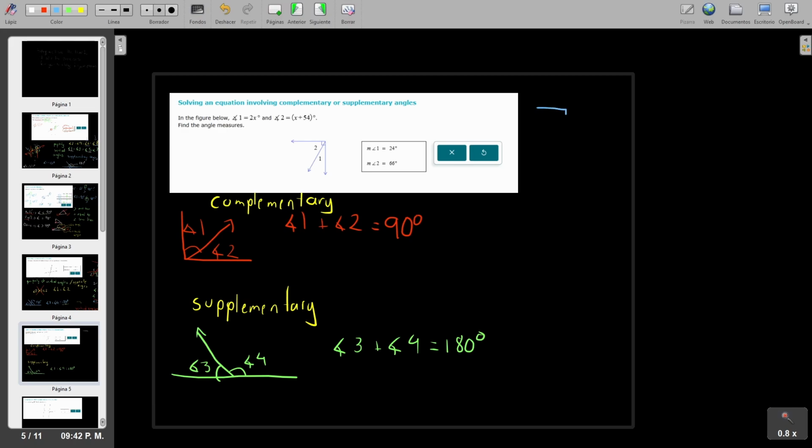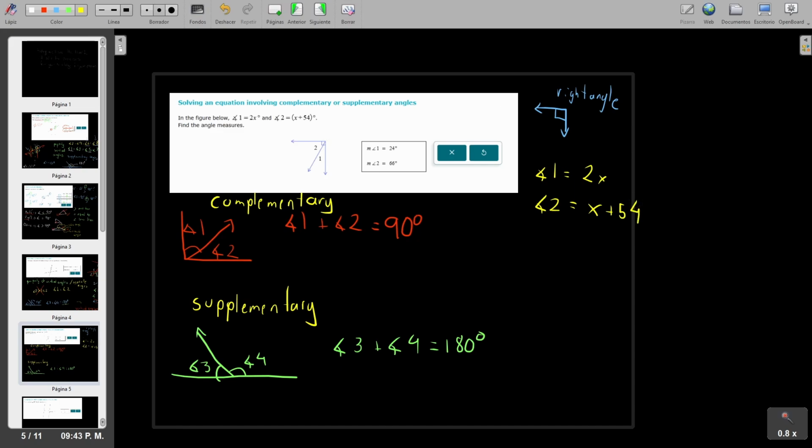Remember, in this case it will be like this. If it has this figure here, it means that it is a right angle. Now, they're giving us an equation. In this case, angle 1 equals 2x and angle 2 equals how much? That is correct, x plus 54.